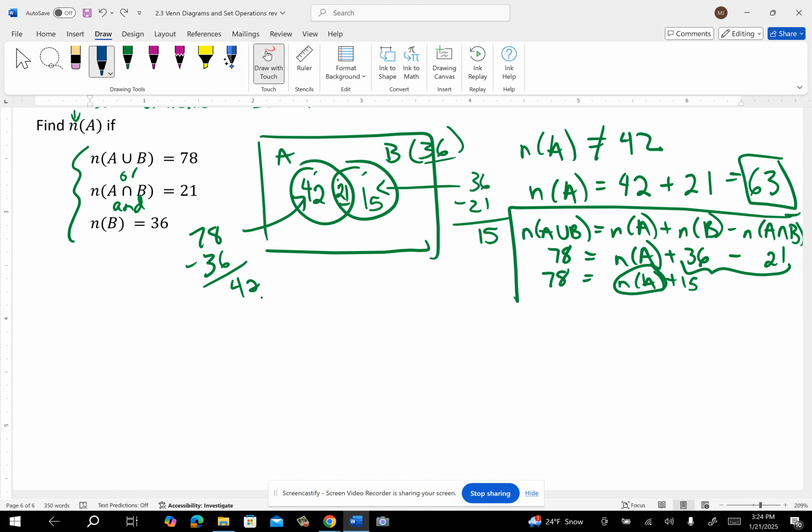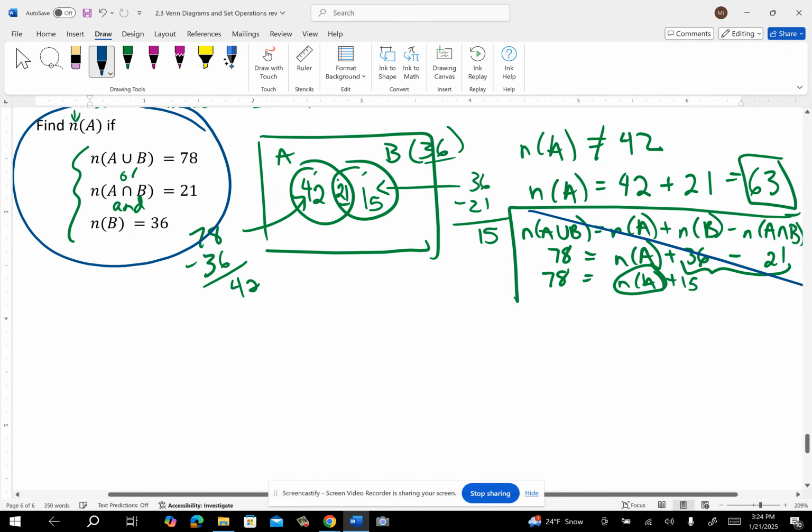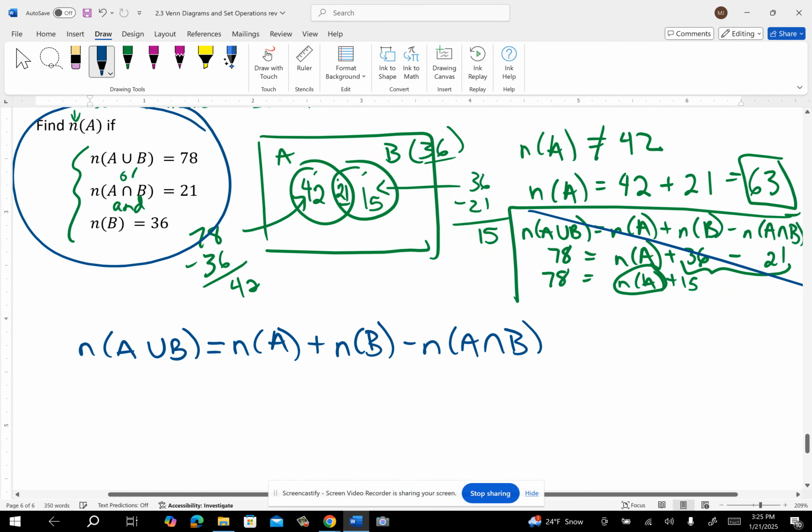What I could do is do it without the Venn diagram. I could just take this information. That's what I was trying to do here, but let me just start again. So the formula says this. I'll show you why in a minute. It says to get the number of elements in the union, you could take the number of elements in each set and add those up, but you'd have to subtract the number of elements in the intersection, okay?